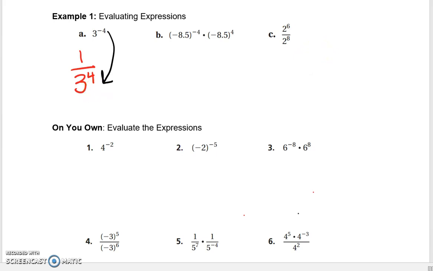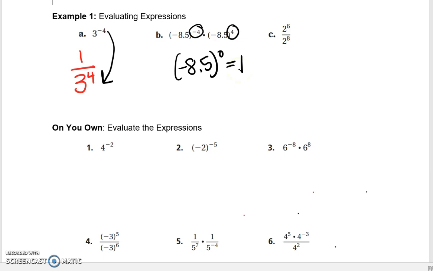Letter B, we got to go back and use a rule we did a couple of days ago. Negative 8.5 to the negative fourth times negative 8.5 to the fourth. We are multiplying powers. And when you multiply, you add your exponents. So this is negative 8.5 to the 0 power. And remember, that is 1.